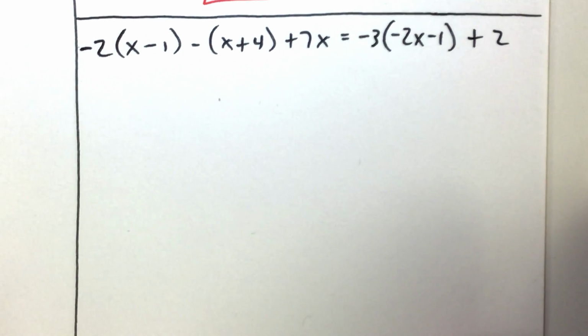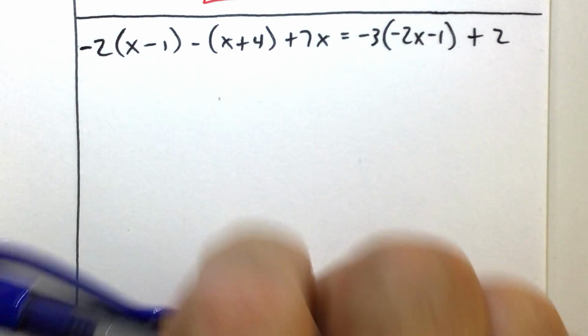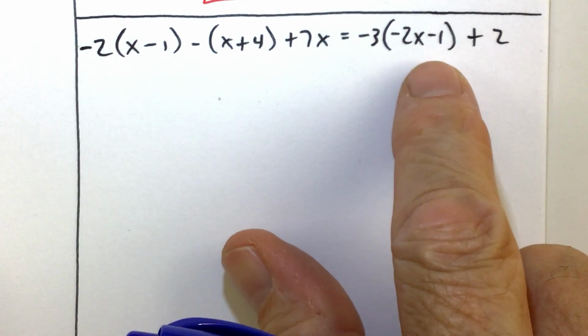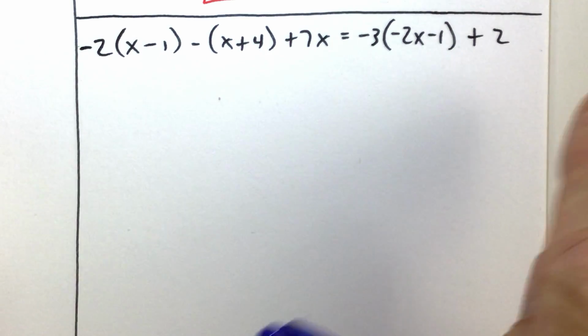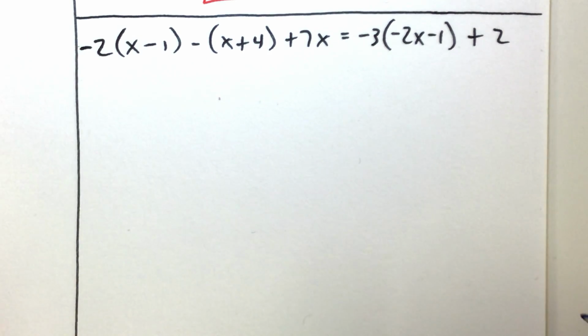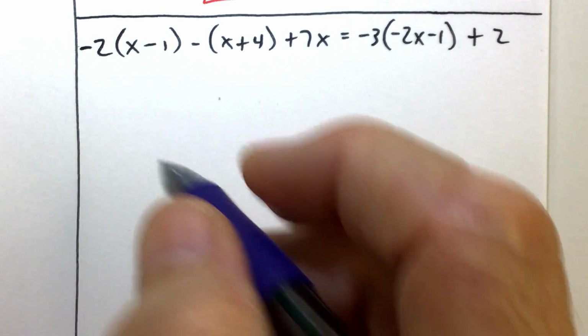All right, so my challenge to you is, can you simplify the left side, and then can you simplify the right side, and then once you do that, choose sides and then solve for the variable. So if you want to pause the video, go ahead and do that now.